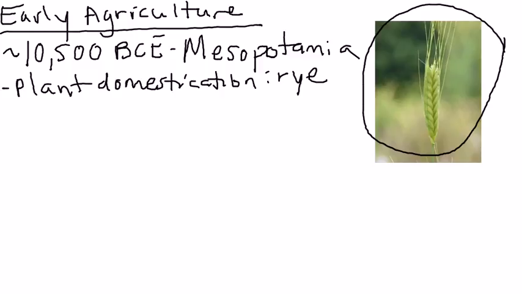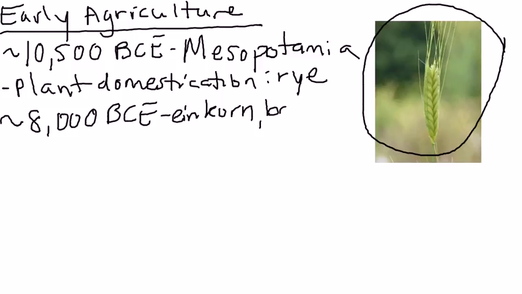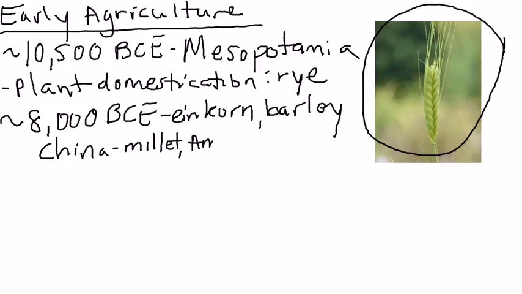By about 8,000 BCE, we see einkorn and barley. At the same time, China is growing millet, and the Americas, they're growing squash and beans. So in China you have millet, and the Americas, squash, from about 8,000 BCE.